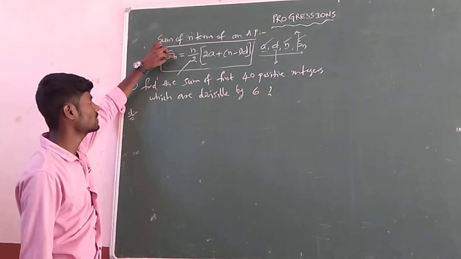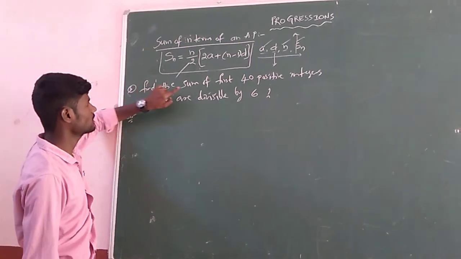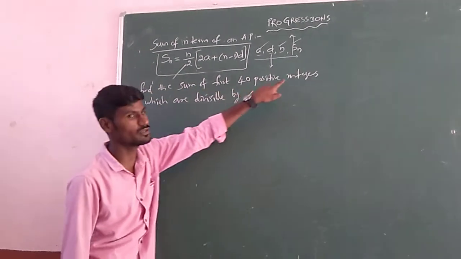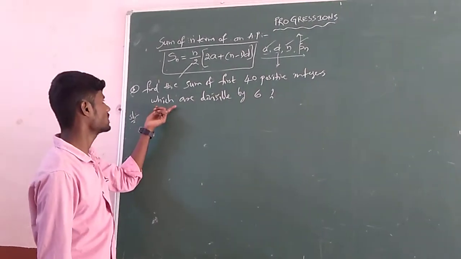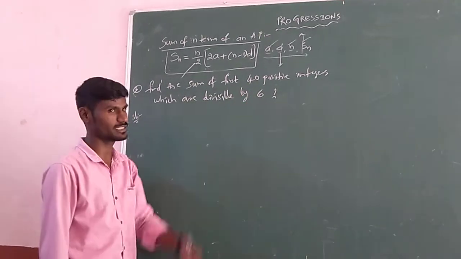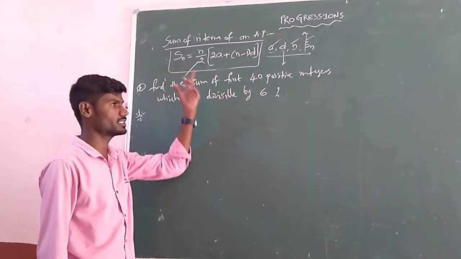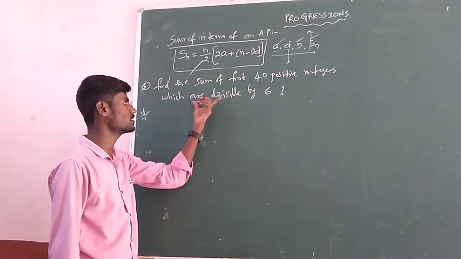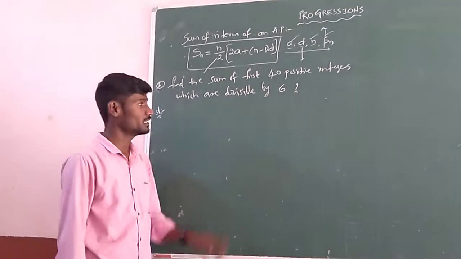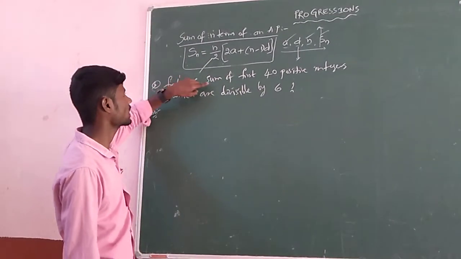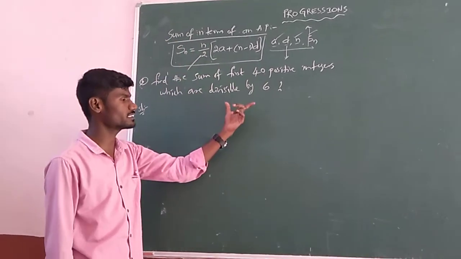Based upon sum of n terms. See here. Find the sum of first 40 positive integers which are divisible by 6. In the previous class, we discussed divisible by or multiples problems. Here also it is similar to that one, but here they are asking the sum of them. They are not asking for the list.